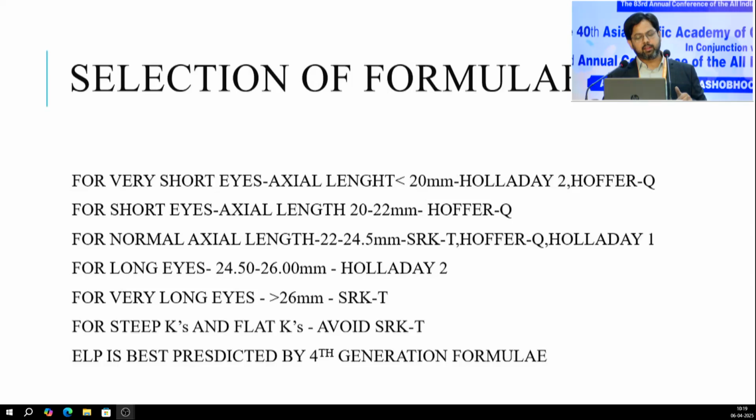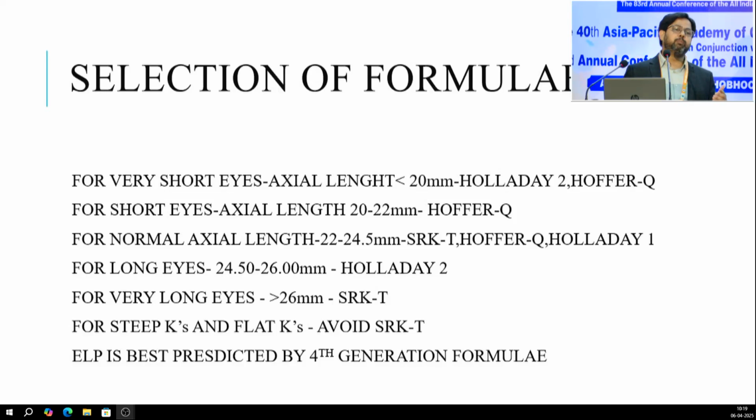For very short eyes, that is axial length less than 20, we would prefer Holladay 2 and Hoffer Q. For short eyes, axial length 20 to 22, we'll prefer Hoffer Q. For normal axial length, SRK/T, Hoffer Q, Holladay 1 give good enough results. For long eyes, nearly 24 to 26, we prefer Holladay 2. And for very long eyes, more than 26, we prefer SRK/T. For steep and flat cases, we avoid SRK/T.